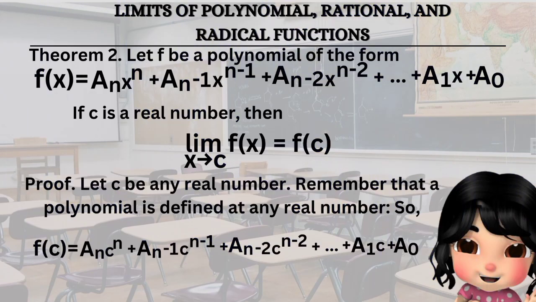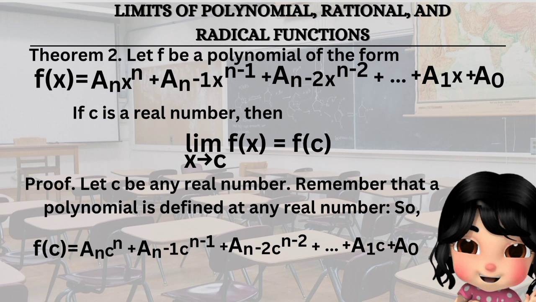Theorem 2. Let f be a polynomial of the form f of x is equal to a_n x raised to n plus a_(n-1) x raised to n minus 1 plus a_(n-2) x raised to n minus 2 plus ellipsis plus a_1 x plus a_0. If c is a real number, then the limit of f of x as x approaches c is equal to f of c.